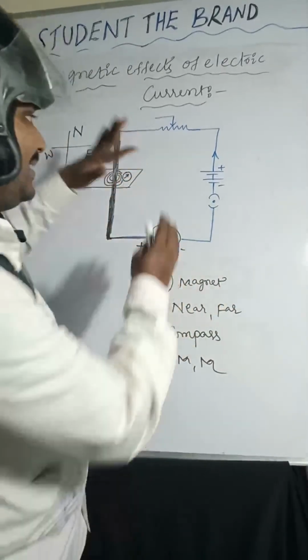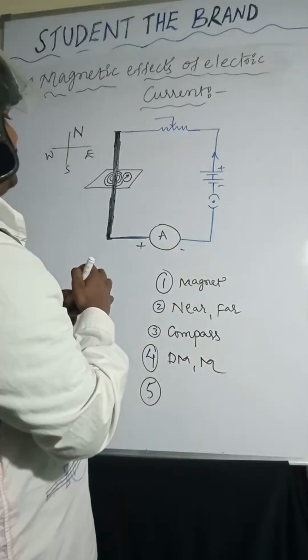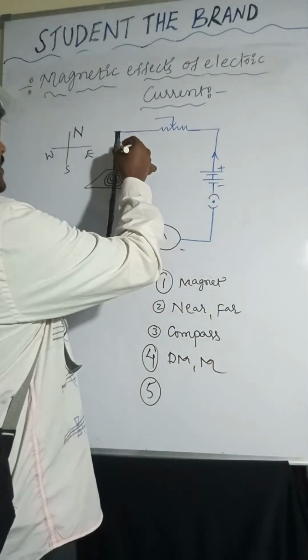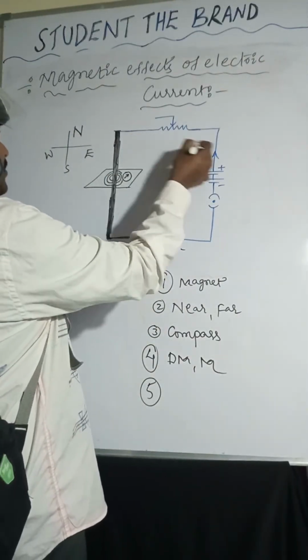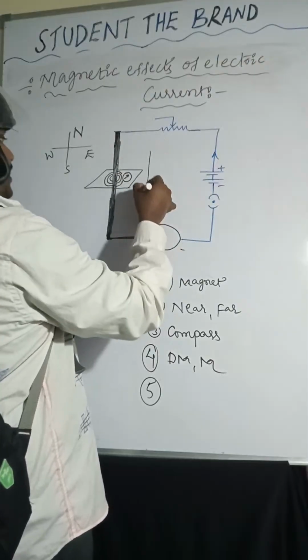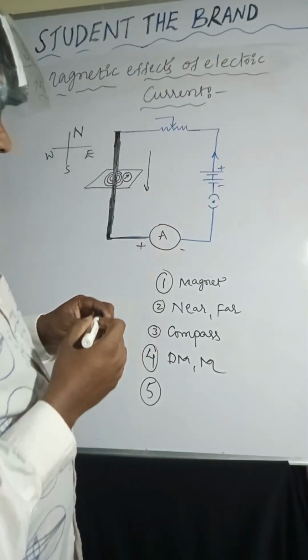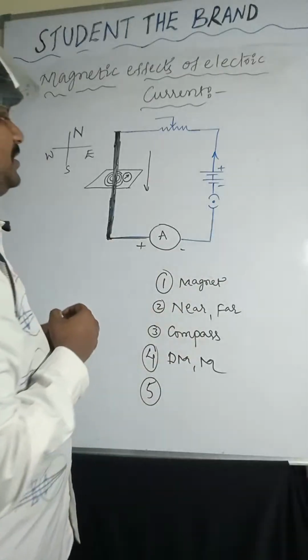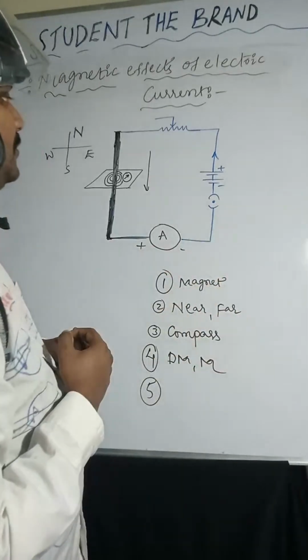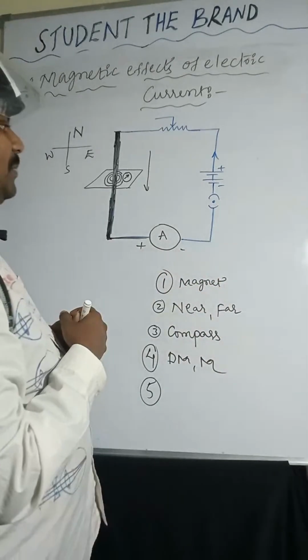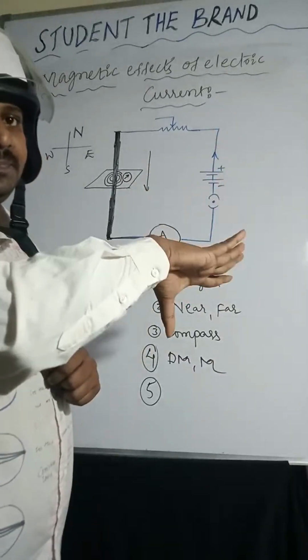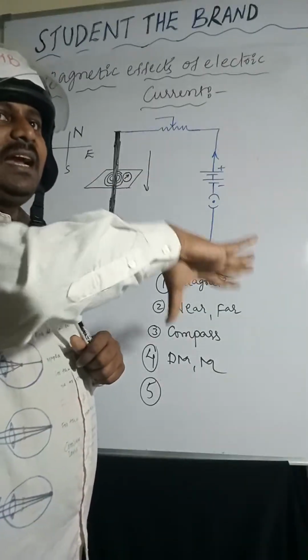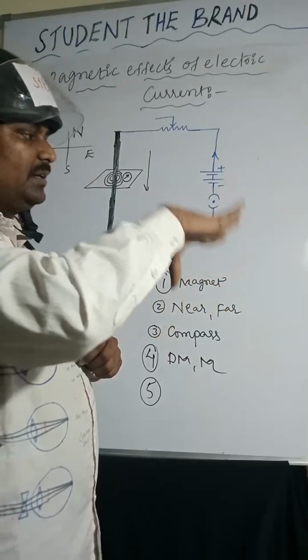If you change the current direction. Normally, you can see the current is moving in the downward direction like this. Okay, magnetic field will be produced. How will the magnetic field be produced? By using the right hand thumb rule.